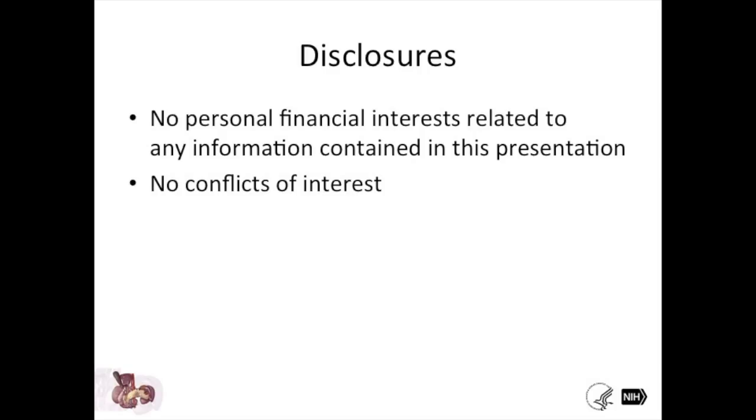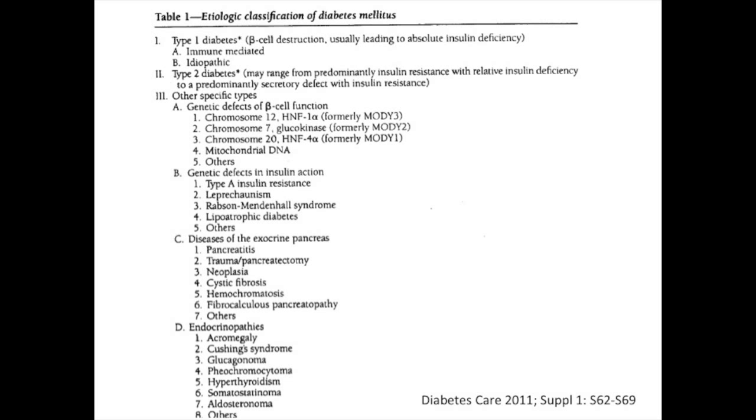The 3C designation comes from the American Diabetes Association, and it was adopted by the Centers for Disease Control, and it was adopted by the European Association for the Study of Diabetes. It's been published many times. One time recently was in Diabetes Care. And this is the classic etiologic classification of diabetes.